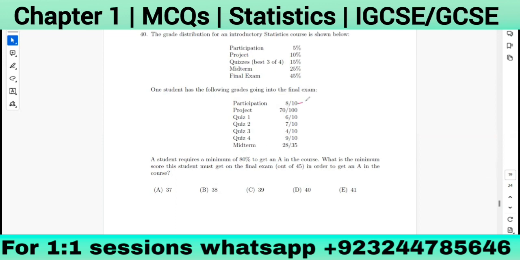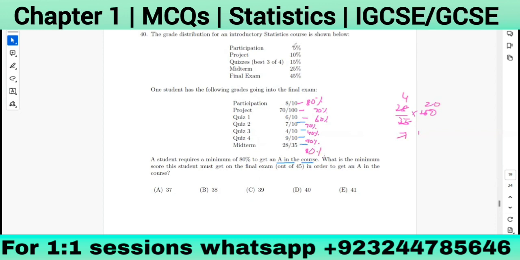So basically 8 by 10, he got 80%. 7 by 10 is 70%. Let's convert into percentages. 6 by 10 is 60%. 7 by 10 is 70%. 4 by 10 is 40%. 9 by 10 is 90%. 28 by 35 would be 28 by 35 times 100. 5 sevens are 35, 5 twos are 10, zeros, 7 fours are 28, so 80.